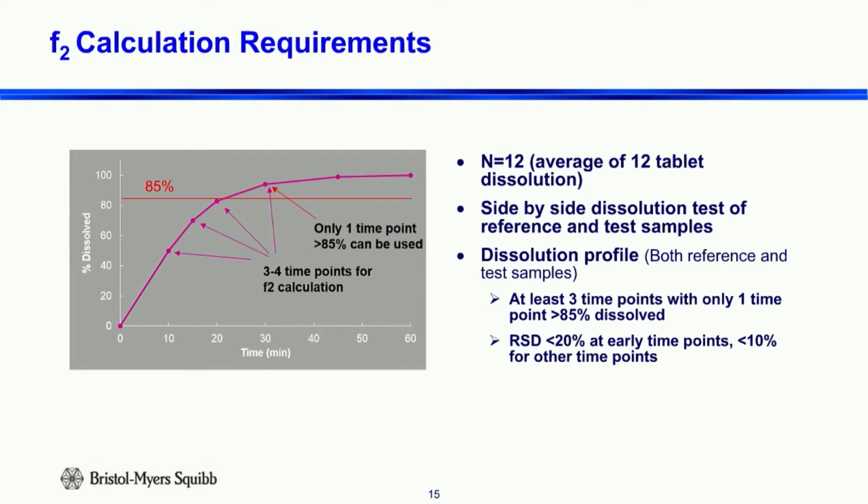If you're familiar with dissolution, you know one set of dissolution uses 6 dosage units. In order to average out the individual dosage unit variation, this calculation requires 12 dosage units, which means 2 sets of dissolution, and you take the average of the pre-change and post-change profile and do the statistical analysis.